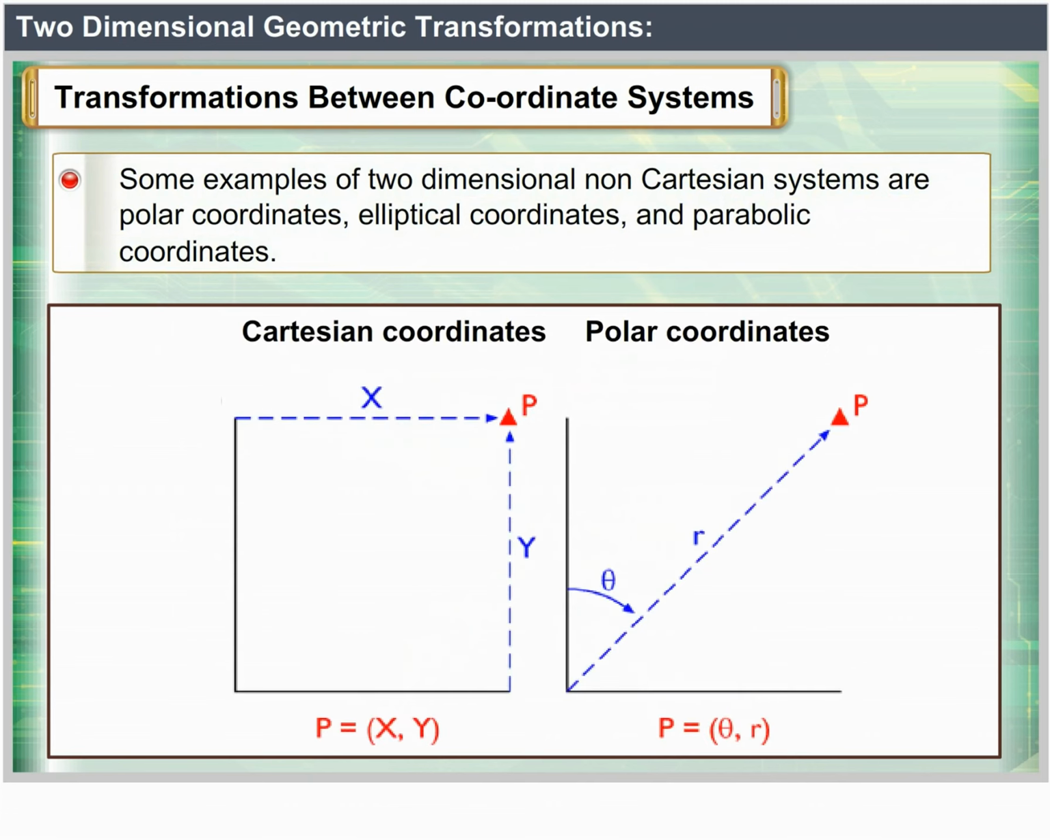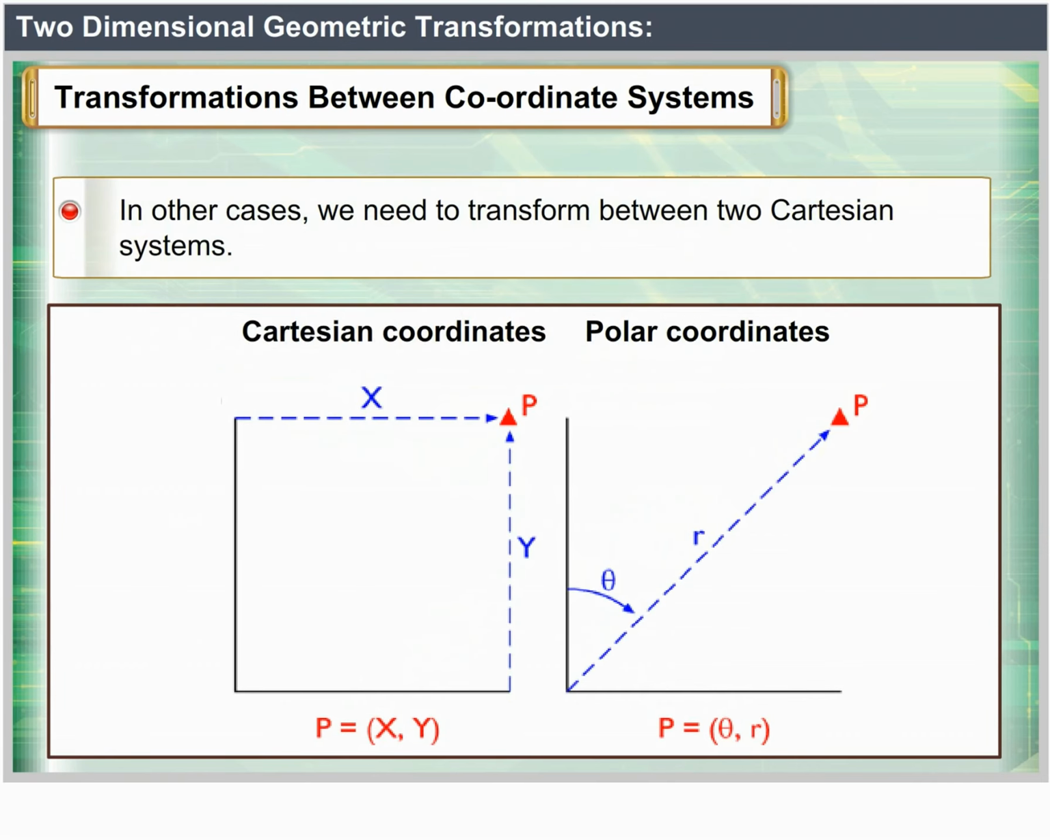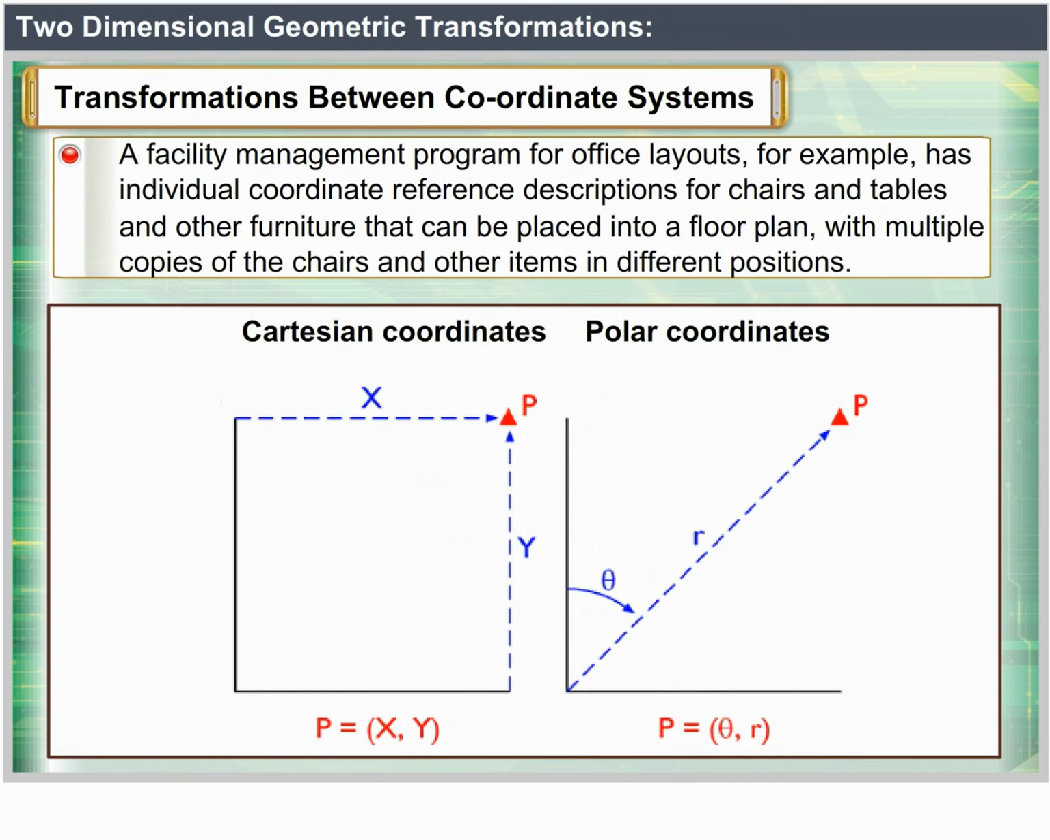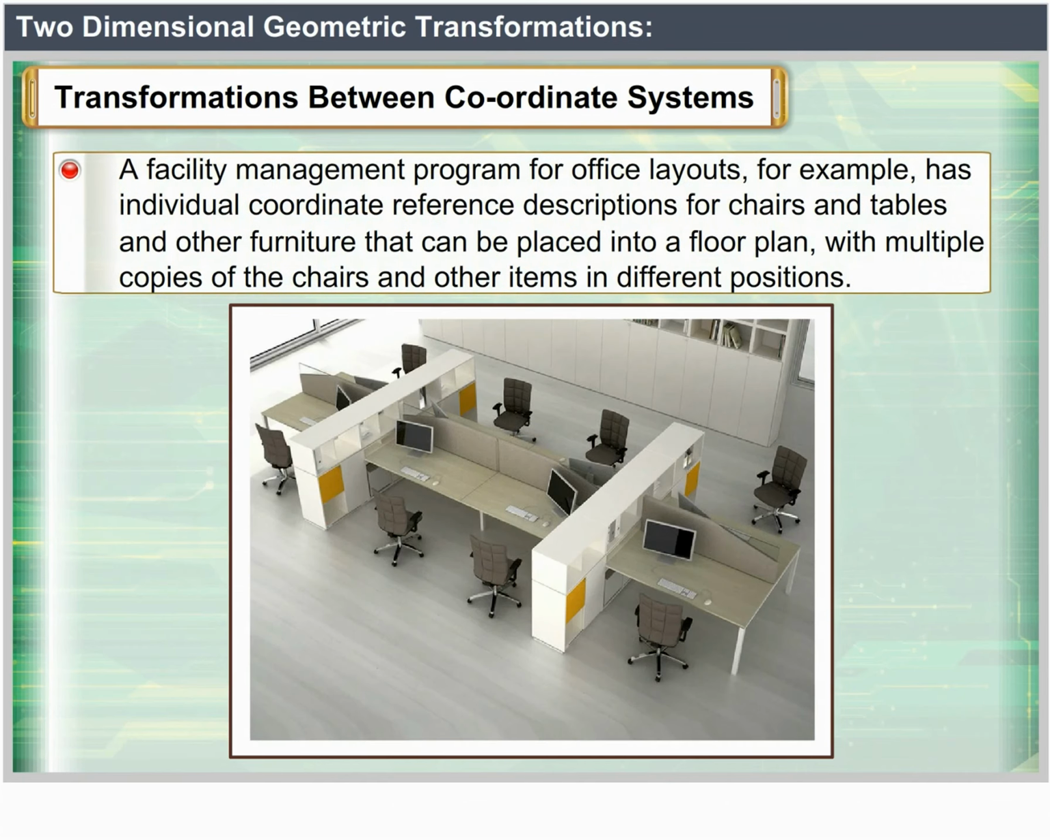For modeling and design applications, individual objects may be defined in their own local Cartesian references, and the local coordinates must then be transformed to position the objects within the overall scene coordinate system. A facility management program for office layouts, for instance, has individual coordinate reference descriptions for chairs and tables and other furniture that can be placed into a floor plan with multiple copies of the chairs and other items in different positions. In other applications, we may simply want to reorient the coordinate reference for displaying a scene. Here we consider transformations between two Cartesian frames of reference.